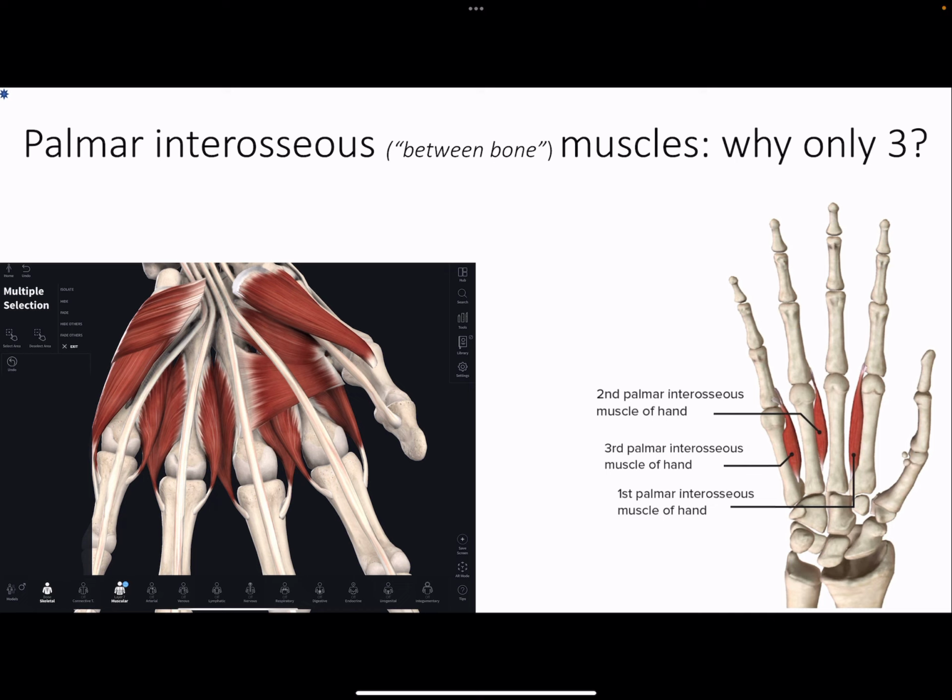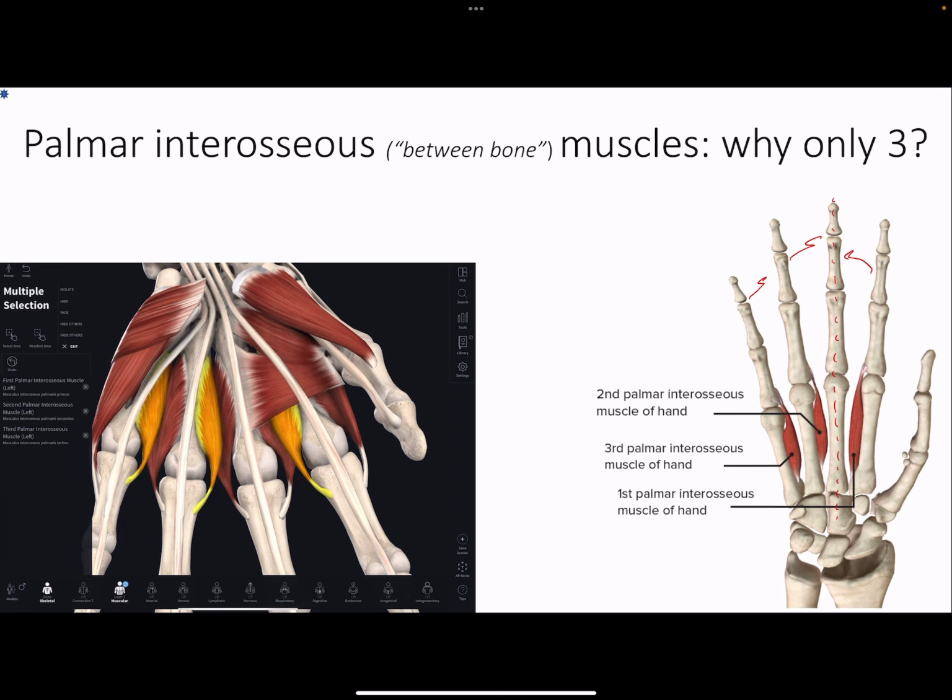So why only three here? Because the whole idea of the palmar is that we're trying to bring things together, relative to what? Relative to the midline of the third digit. So this one needs to come in, this one needs to come in, this one needs to come in. What about the thumb? Well, remember the thumb has that transverse and oblique adductor. It doesn't need its own interossei muscle. But the third digit's exactly where it should be. It's already in the midline, so it doesn't need a palmar interossei muscle to bring it together.